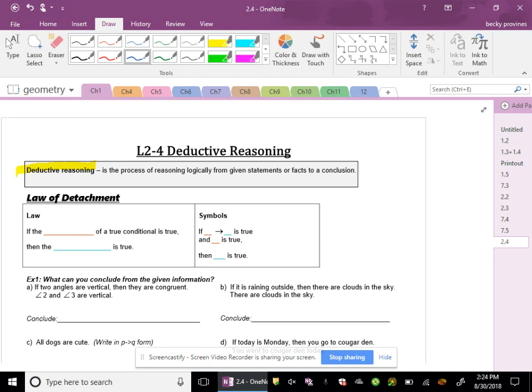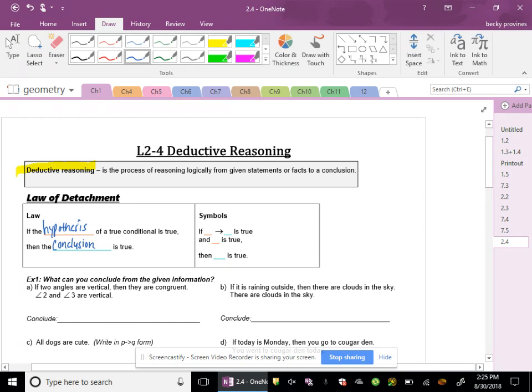The first is detachment. Now, detachment is the opposite of attachment. Attachment is when you put the two things together. So detachment is we're going to take two things and pull them apart. And that happens to be the two parts of a conditional statement. That is your if and then. So if the first part of your conditional is true, and the first part of your conditional is called your hypothesis, if your hypothesis is true, then your conclusion is also true.